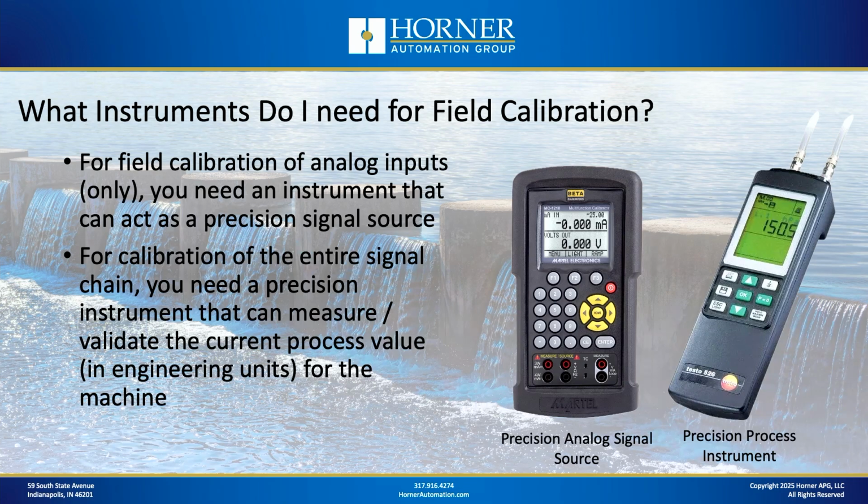Now, if you're going to be calibrating the entire signal chain, then you're going to need a little different instrument. So for instance, if you're going to be calibrating a pressure measurement signal chain, then you're going to need a precision process instrument that can measure pressure. So you can see exactly what the measured pressure is on the machine, and then you can validate that what you're getting in the PLC or the Horner OCS is a reflection of that specific pressure, and you can make adjustments from there. So those are the types of instruments you need if you're going to perform this properly.